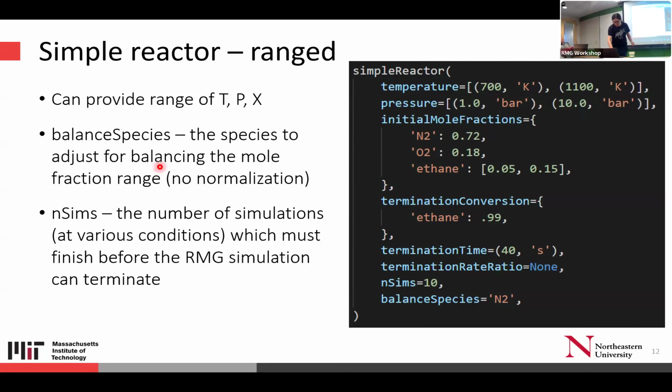One other thing, you can provide balanced species as one option. If you give it a range of initial mole fractions, what it'll do, if you don't specify balanced species, is it will normalize it. So it'll start off with 72% nitrogen, 18% oxygen, and 5% ethane, and that doesn't add to 100, and so it just sums them and then divides by that sum to normalize and get something that does sum to 1. But if you use balanced species, then it'll keep the ratio of the oxygen and ethane the same, and it'll instead change the level of nitrogen to meet the balance there.